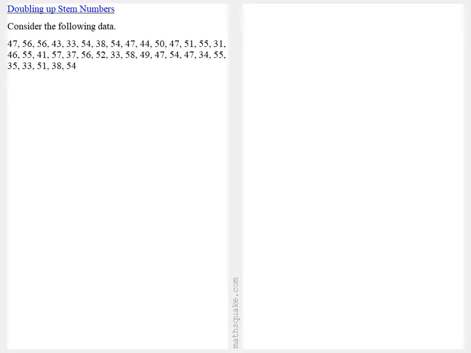Now, when we draw a stem and leaf diagram, we're somewhat limited in the way that we can set this out. For example, if we consider the following data, we notice all the numbers are in the 30s, 40s or 50s. So if we draw a stem and leaf diagram, we only have 3 rows.